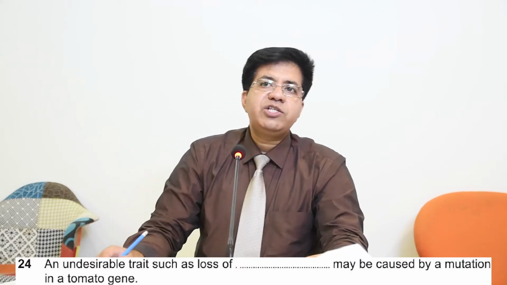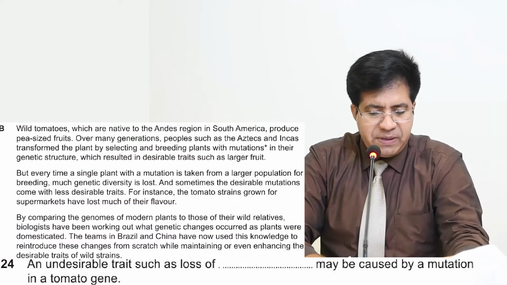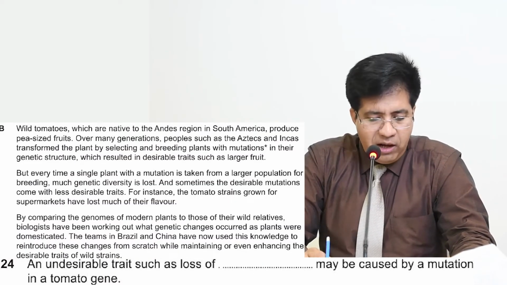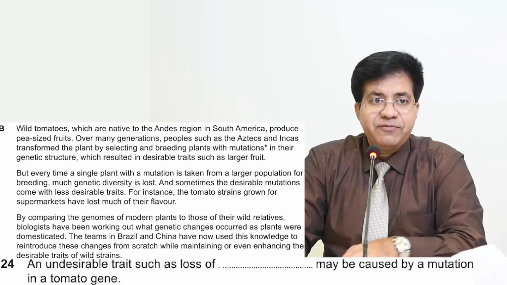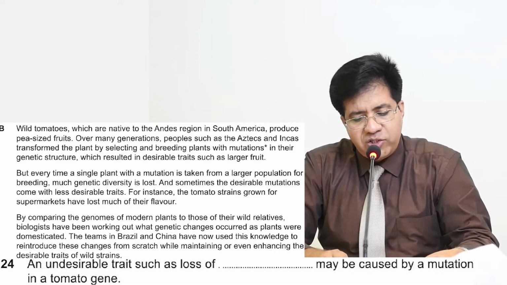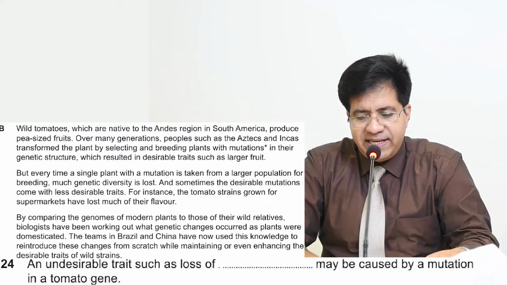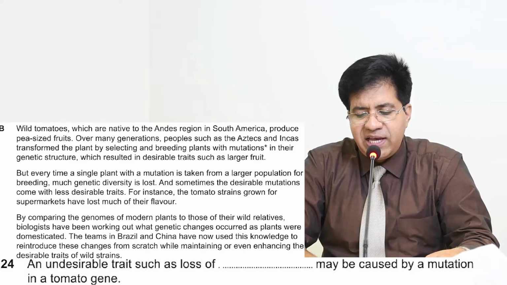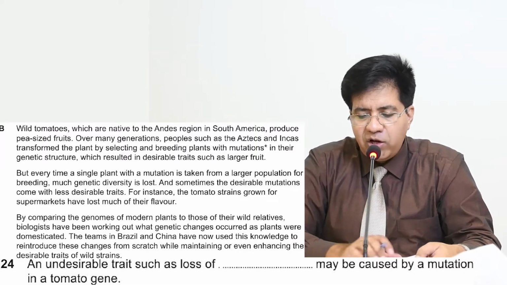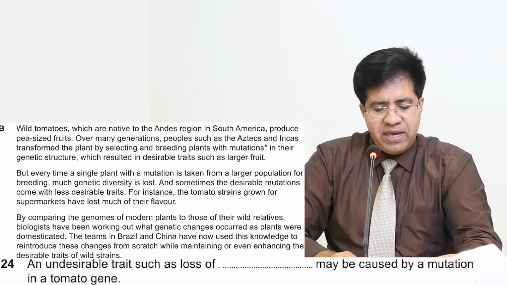Okay, very good. You reached there. Paragraph B. Section B actually. Section B and second paragraph. Now let's read it from here. And what is the word? Loss of. Okay. Now please look for the word lost or lose. They said an undesirable trait such as loss of dash may be caused by mutation in a tomato gene. So let's read it from here.